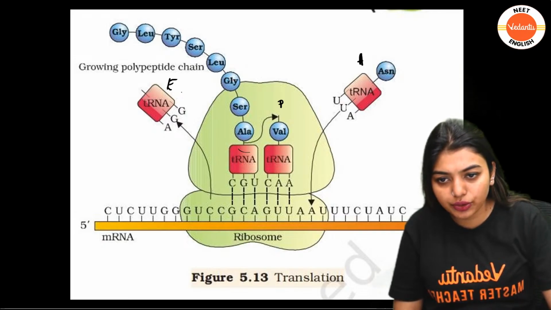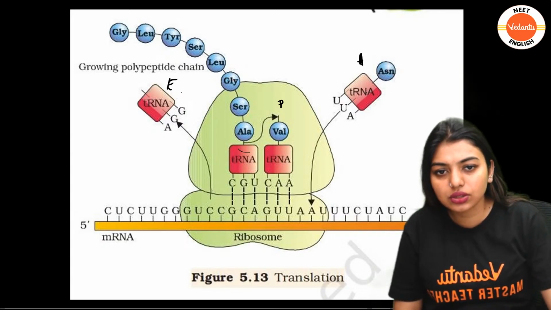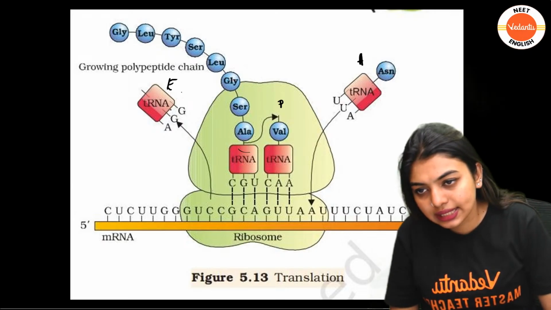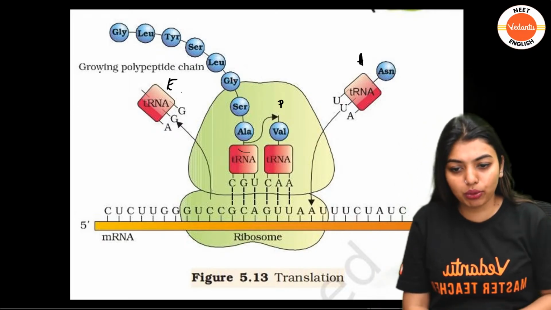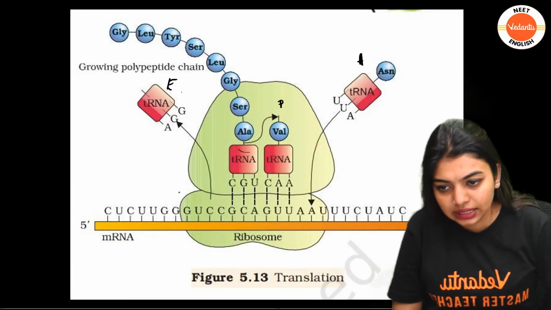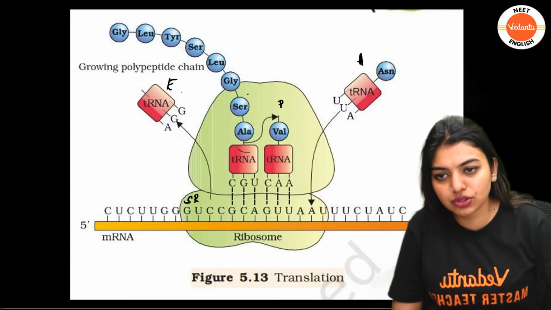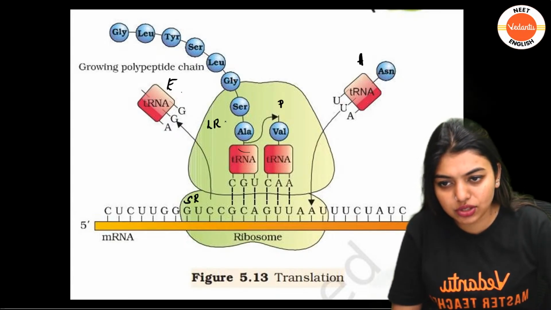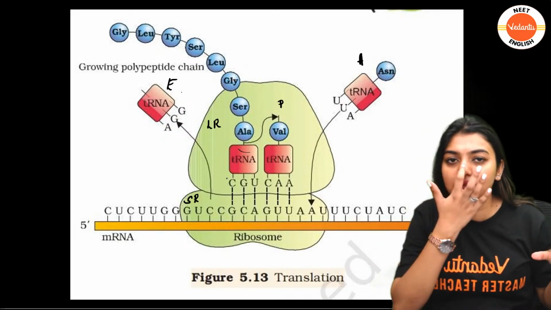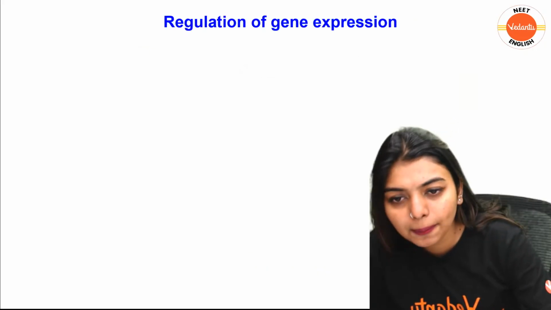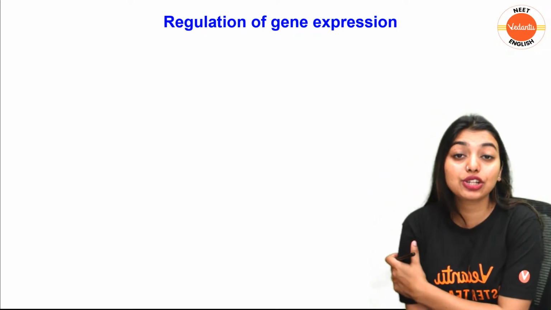One is going to come and join. This is waiting to come. This has finished the process and it's exiting, and this is the growing polynucleotide. Here, if you see, this is the smaller unit of ribosome, this is the larger subunit of ribosome. Only once both come and fuse will the translation ever happen. Easy, right? Now students, regulation of gene expression.